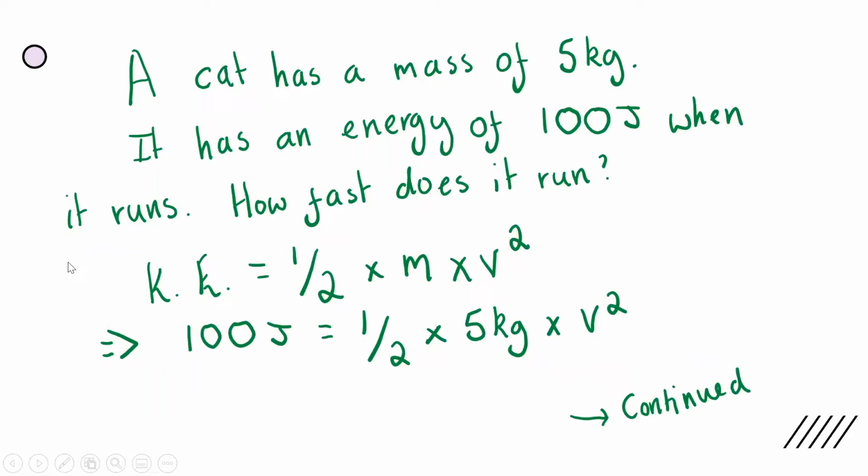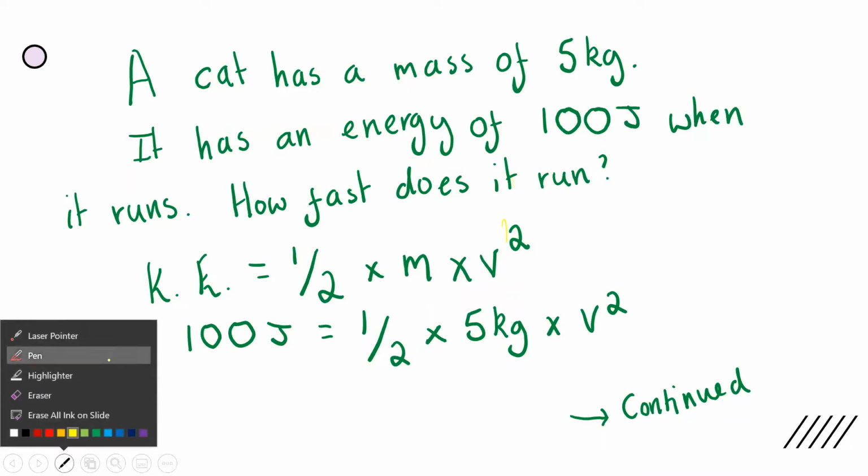So another example, a little bit more involved again. A cat has a mass of 5 kilograms. It has an energy of 100 joules when it runs. So remember, kinetic energy is always for moving objects. It could be anything. It could be a person, it could be a meteorite. How fast does it run? This is in 2 parts. It's a bit of a longer one. So KE is again half times m times v squared. When things are written together, you can just write it as half mv squared.